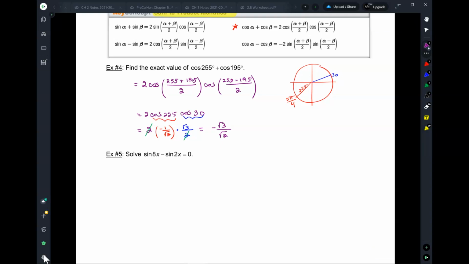Which, I mean, you could totally leave it like that. Look at what you've done. You just evaluated this. That's like magic, right? Talk about it like a party trick. You could totally have someone set you up and be like, hey, give me some random angles. And they're like, okay, cosine of 255 plus cosine of 195. The song at a party.